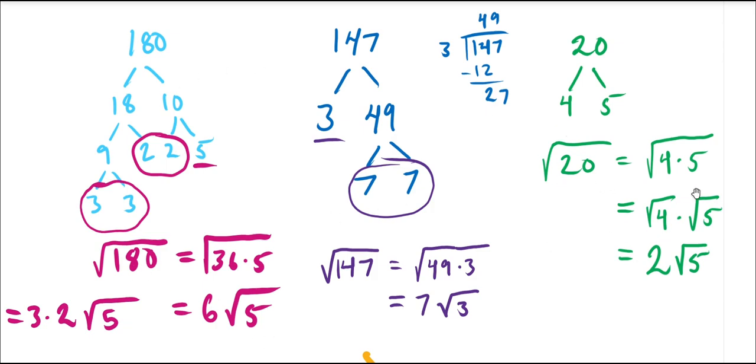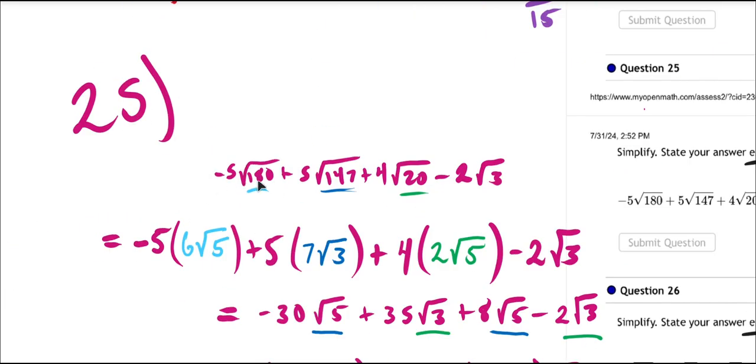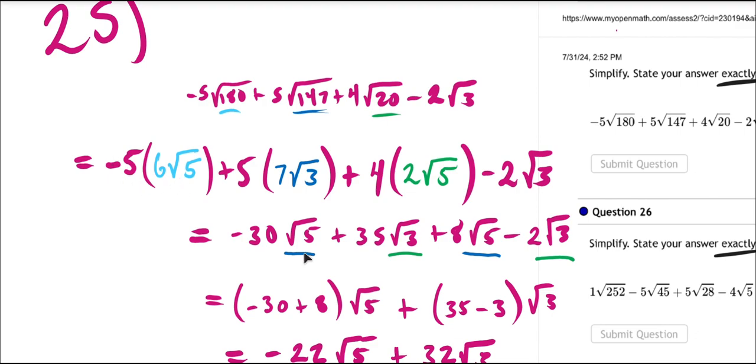Now, let's take these simplifications and bring them back to our problem. If we rewrite the square root of 180 as 6 radical 5, we have negative 5 times that, and likewise this becomes 7 radical 3 times 5, and 2 radical 5 times 4, and our little lone negative 2 square roots of 3. Now, grouping the numbers here, we have minus 30, we have 35, we have 8, and now we look for like terms, in the sense of having the same base and the same fractional power of square root, 1/2 power.